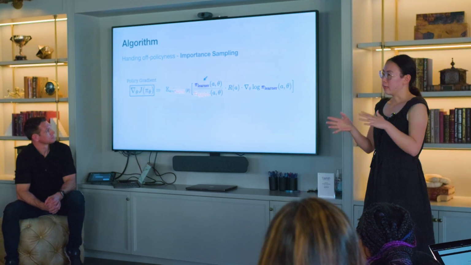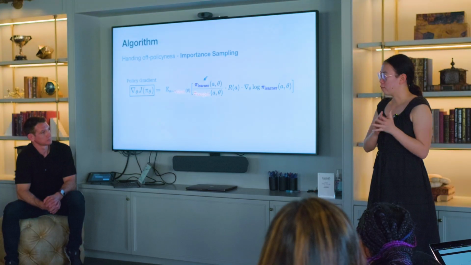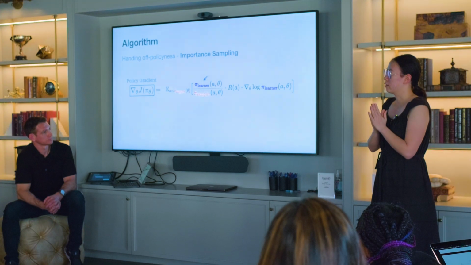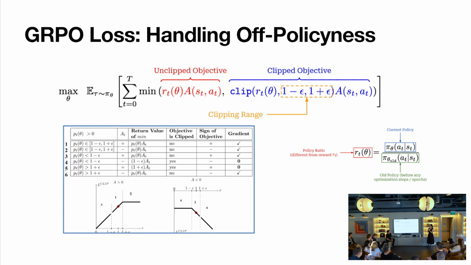Okay, so that's more on the infra side, how we handle off policy on the infra side. What about on the algorithm and loss side? How we handle off policy on the loss side is we do something called importance sampling. So let's just ignore this term for now. The term here is basically policy gradient. That's the loss function for RL.